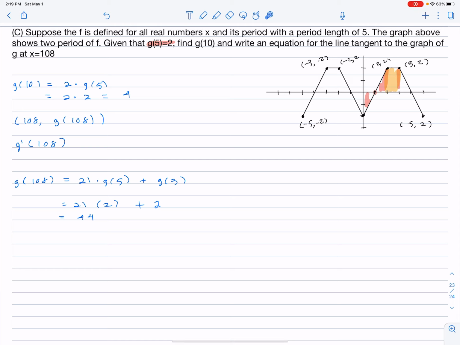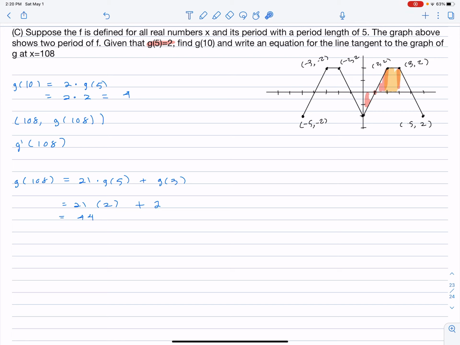But again, I asked myself, how many periods were there in 108? So there were 21 periods, but there were 3 remainder. So I did like I did here. When I said g of 10, I said there were 2 periods. Each one was an area of 2. In this case, there were 21, and I added the remainder period.